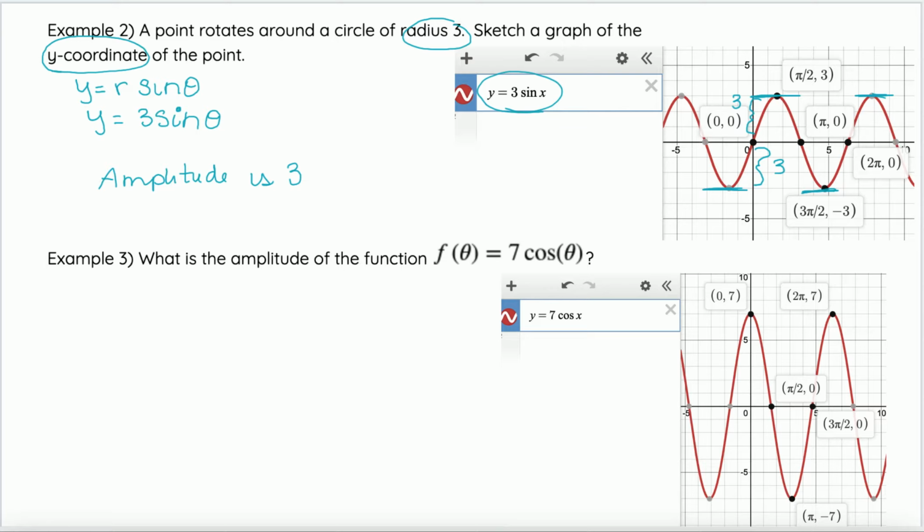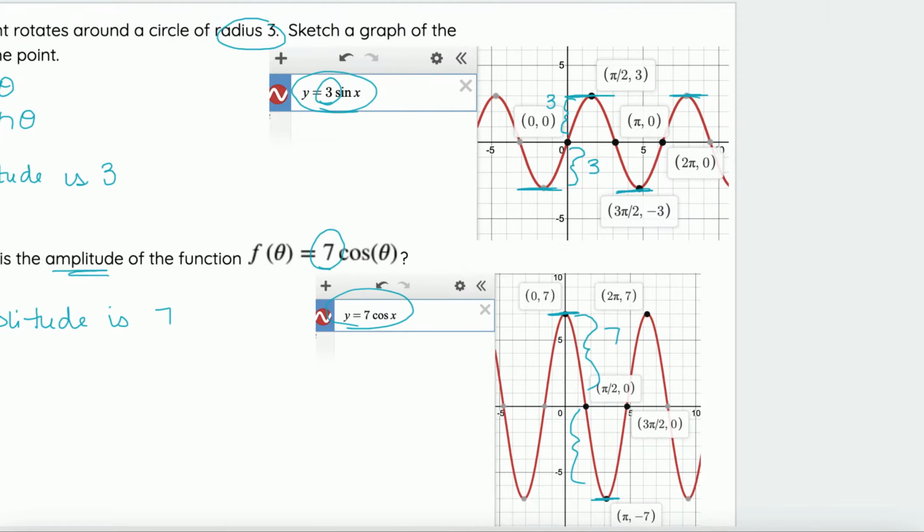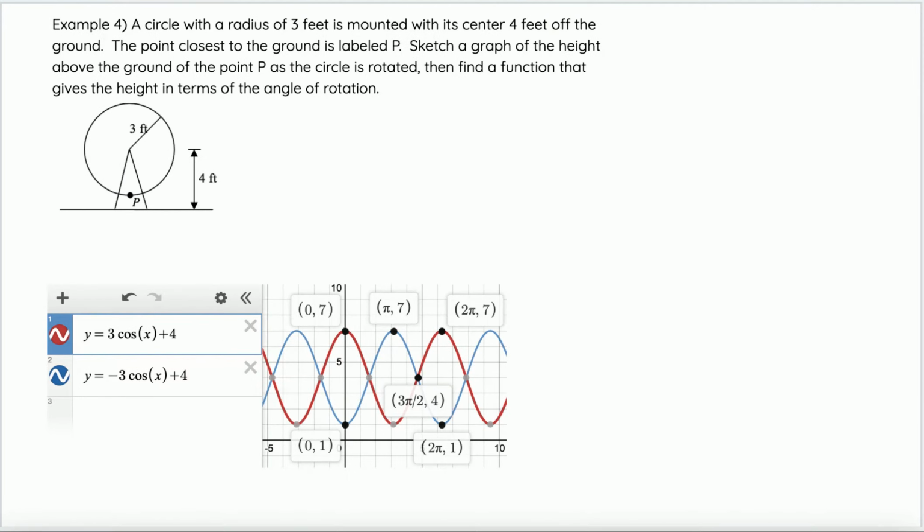What is the amplitude of the function 7 times cosine of theta? So I put into Desmos y is equal to 7 times cosine of x, since Desmos likes the x value. I see our highest point is 7 and our lowest point is -7. So halfway in between is 7 units. The amplitude is 7. It is directly related to the value in front of sine or cosine. The amplitude is directly related to those values that we see, which is very useful. Let's go to the next slide.